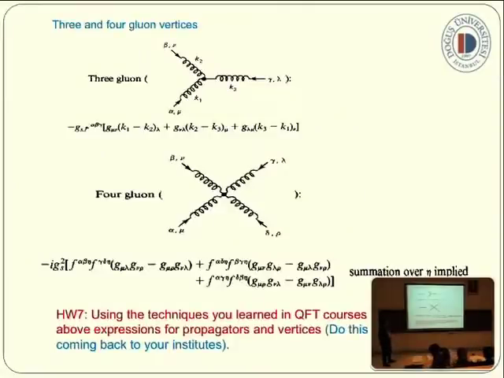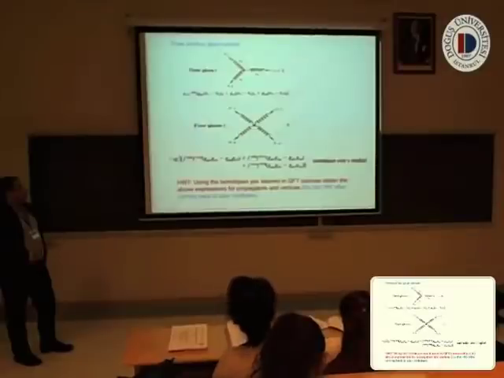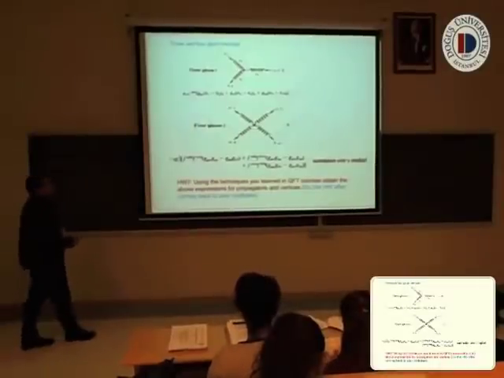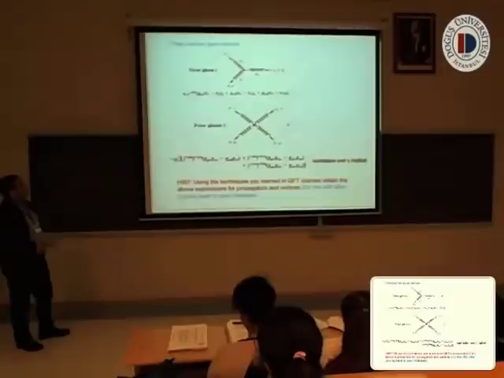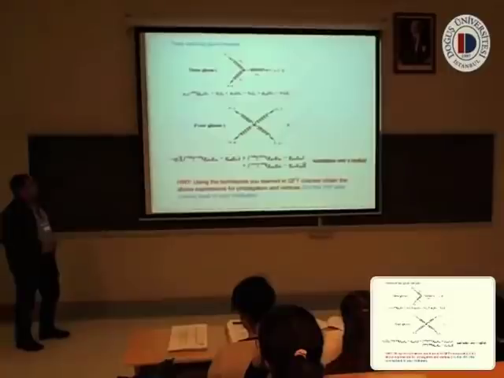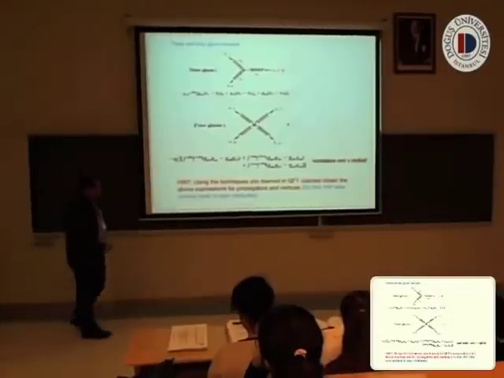For the triple gluon vertex, we will write minus g_s, the strong coupling constant, times g^{μν}. Here the indices are α μ, β ν, and γ λ, and k1, k2, and k3 are the momenta. So we will write g^{μν}, the difference of the momenta, the first and second momentum, with index λ and so on. And for the four-gluon vertex, we will use this expression.